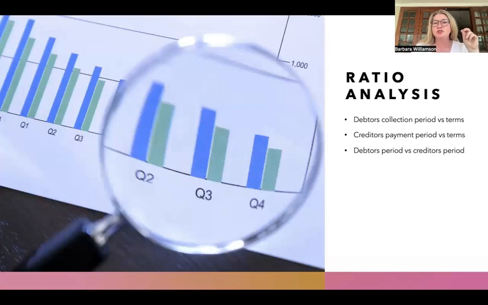The last thing that you can do is ratio analysis. You already know how to calculate your debtors collection period, your creditors payment period, etc. Compare those to the terms. As soon as they tell you debtors have terms of 30 days or whatever it is, compare how long they are actually taking to what the terms are. And combined with your debtors age analysis, it'll help you to see, do you have a problem or not? You can do exactly the same with the creditors payment period and compare that to the terms.